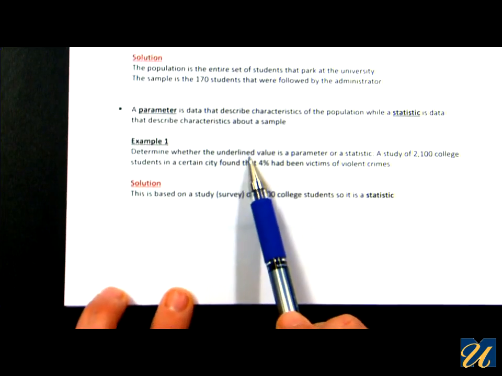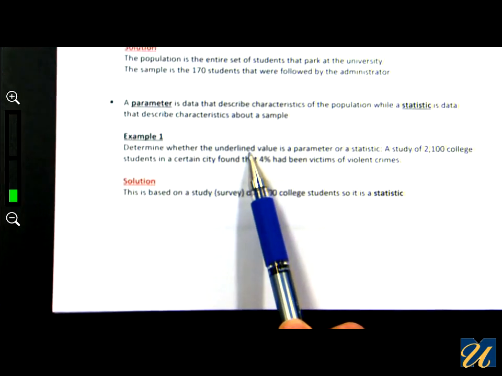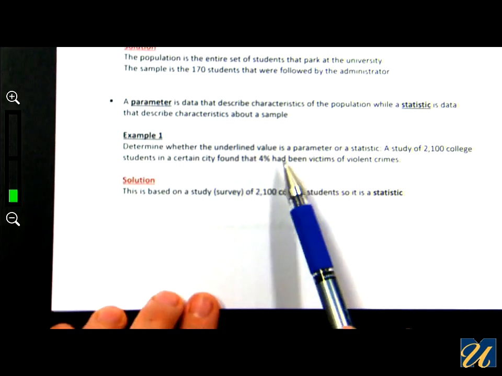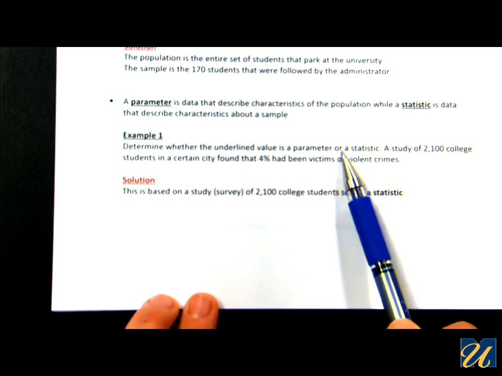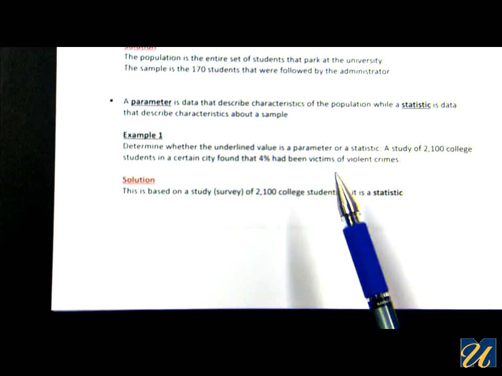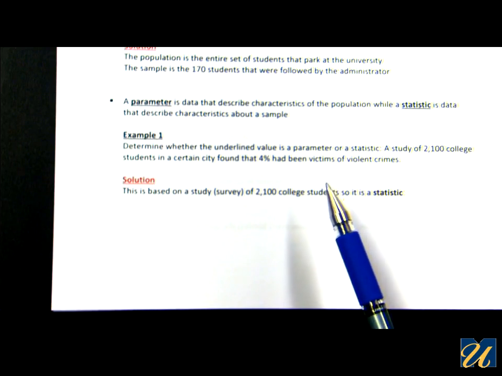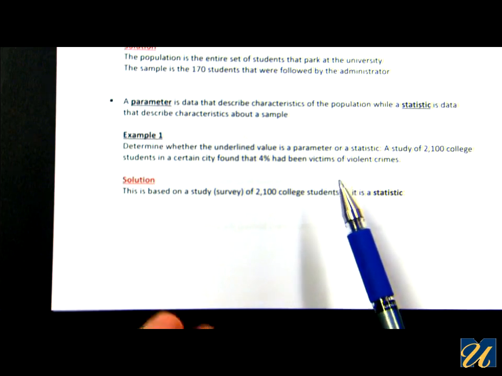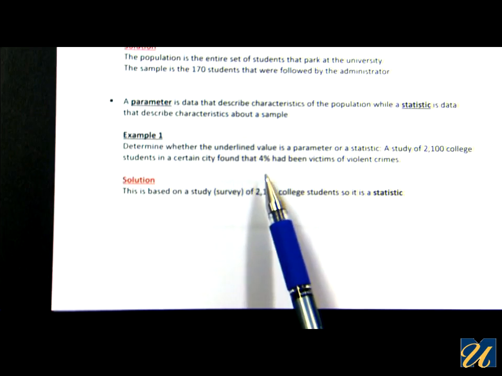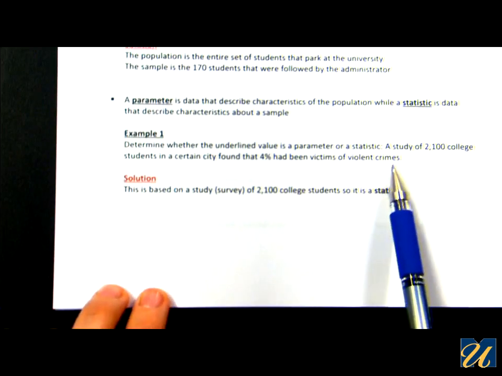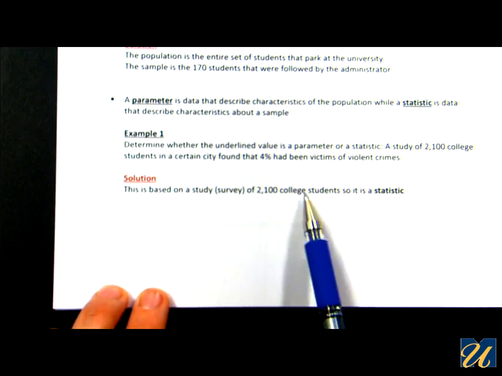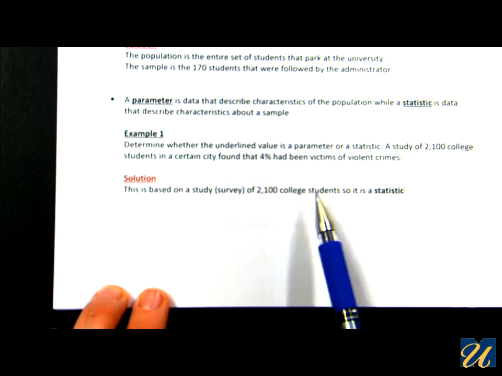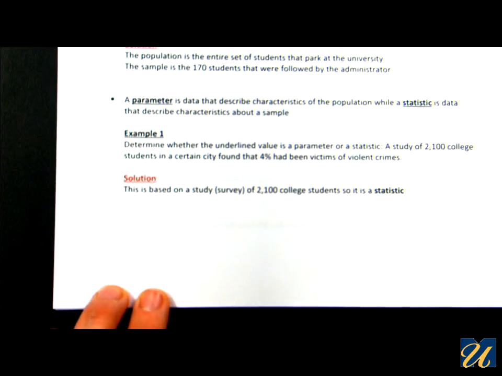Determine whether the underlying value is a parameter or a statistic. Whenever you have a question like this, the first thing you need to do is identify if the information came from a population or a sample. A study of 2,100 college students in a certain city found that 4% had been victims of violent crimes. This is based on a study of 2,100 college students, which is your sample. Therefore, the information is a statistic.